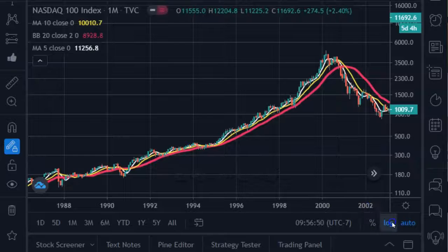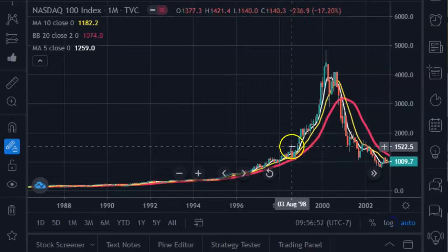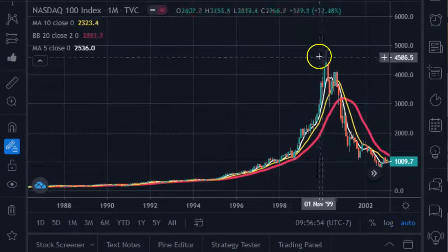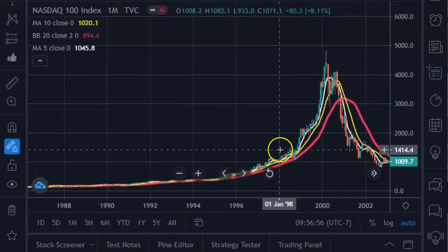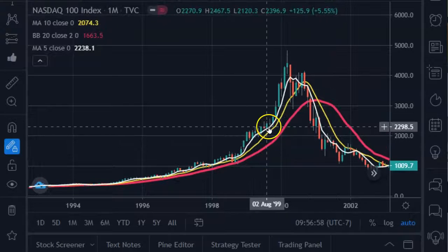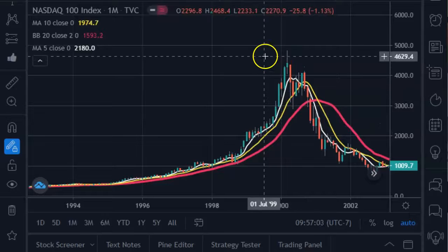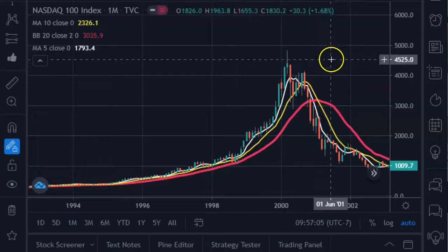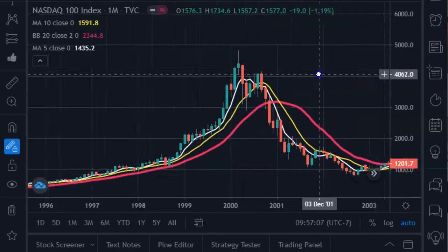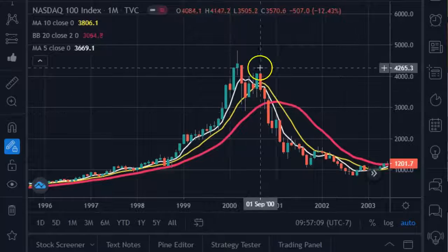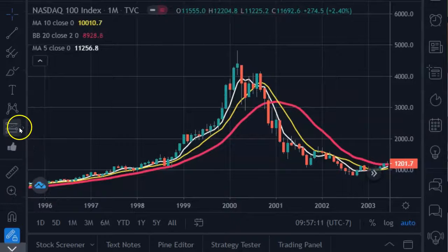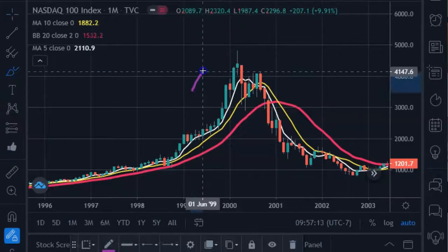So I won't go into it, but it gets parabolic. Everybody knew this was a bubble because it was so obvious, but nobody knew how high it could go, and then nobody knew when it would end. When it did end, if you just waited for it to roll over, there was a good trade there.